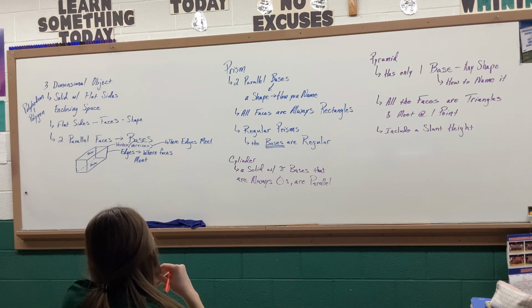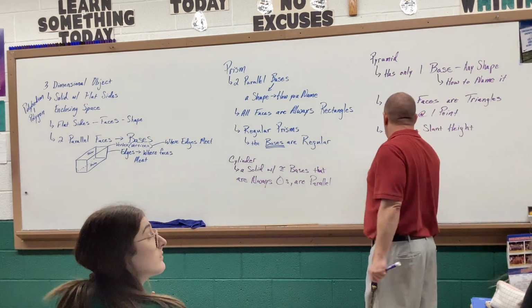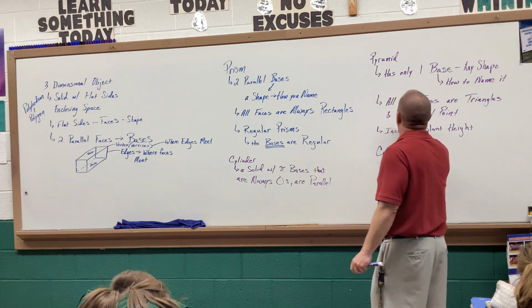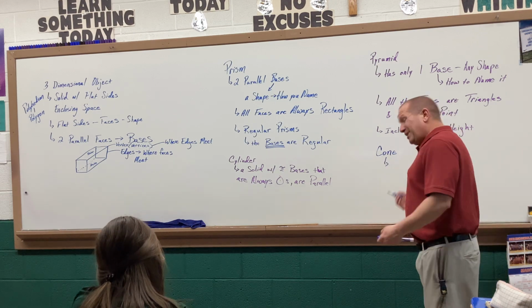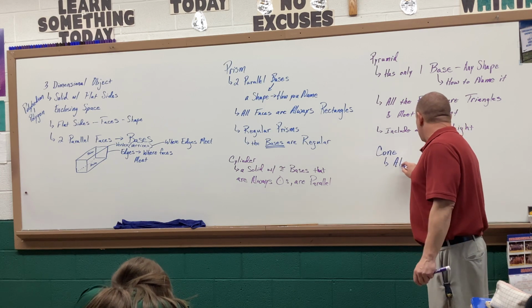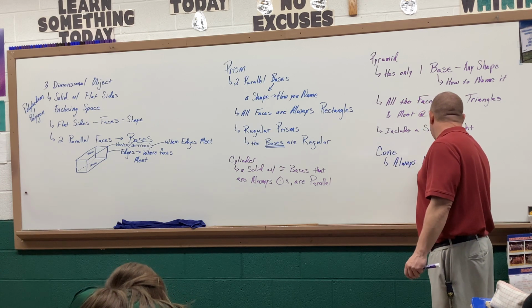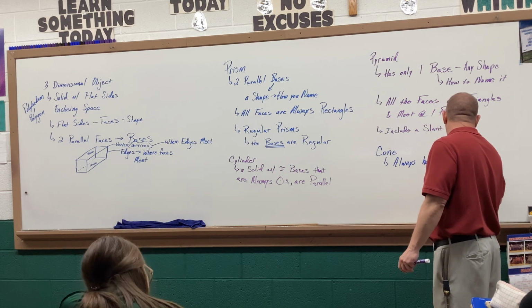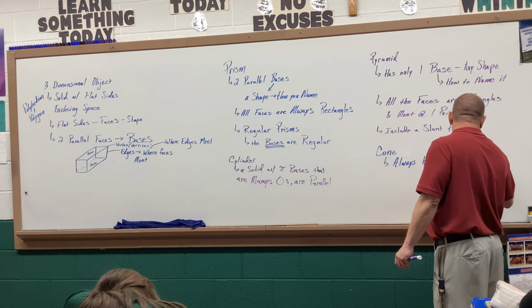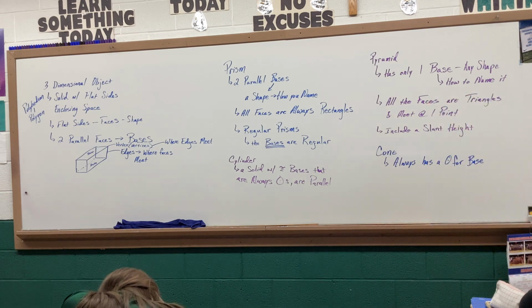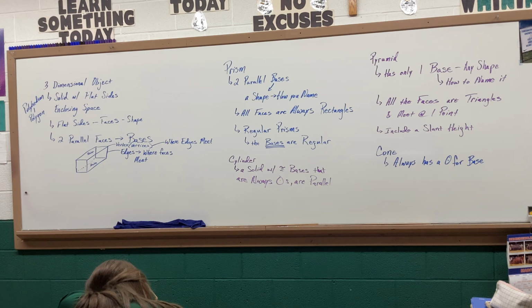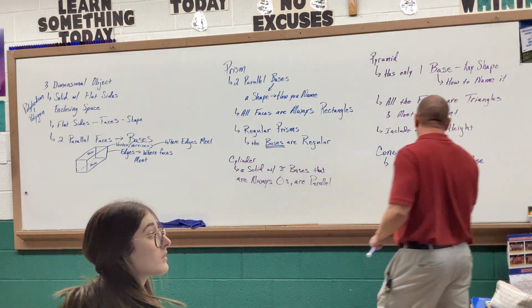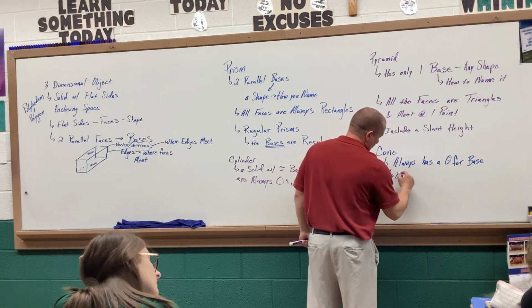So what's a cone? It's a circle that meets a point. So a cone, we come back over here and put a cone underneath a pyramid, because a cone realistically is a pyramid, but always has a what? Always has a circle for the base. Well, you just say it has no edges. And then this has a vertex. Only one vertex.